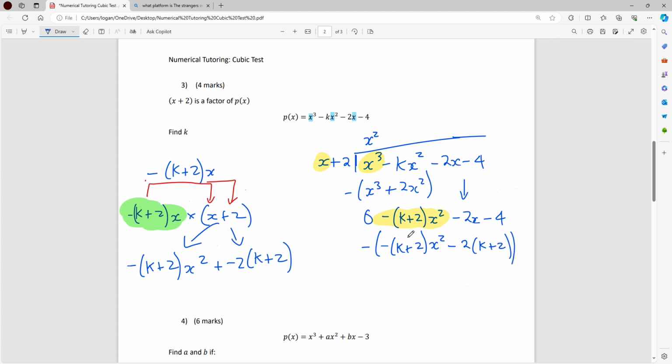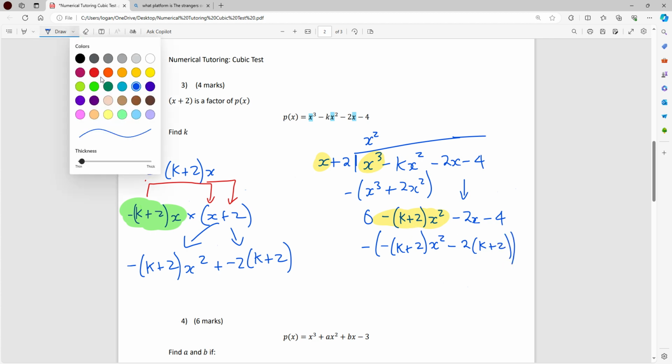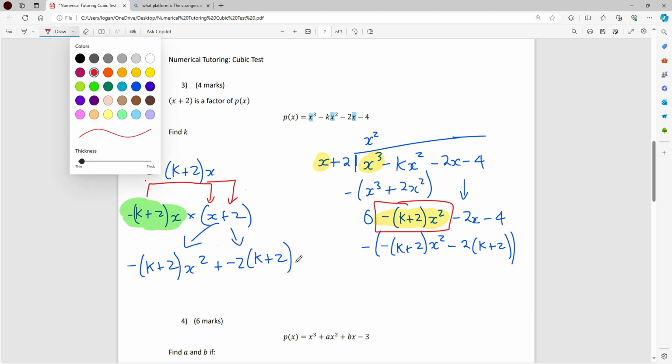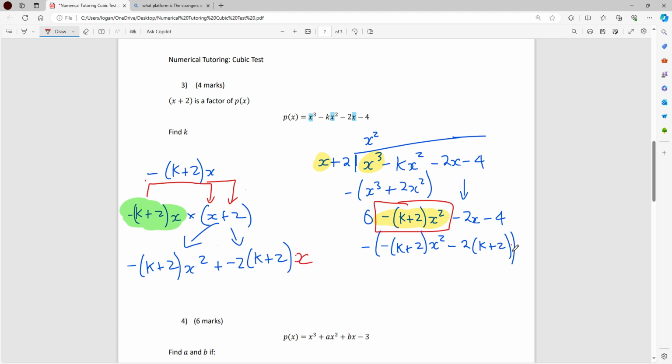Okay. Right. So you can see the first term is going to cancel out because it's this whole thing subtract the exact same thing. So you get 0. Now this bit is where it gets a bit weird. So you get negative 2x minus, oh, I forgot, there will be an x here. There's an x here I've forgotten. So there's x there. So it'll be negative 2x subtract negative 2(k plus 2)x.